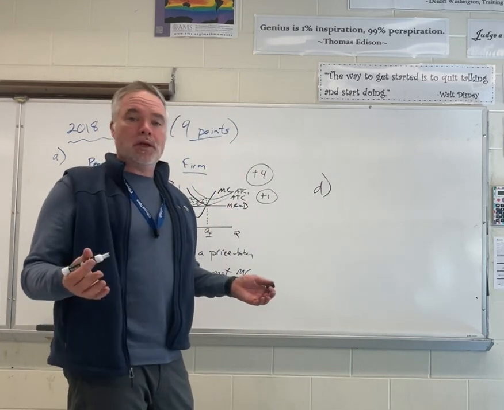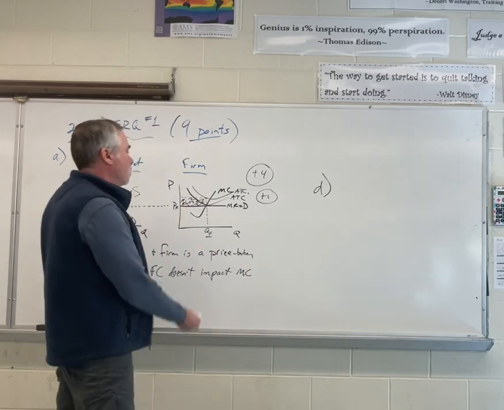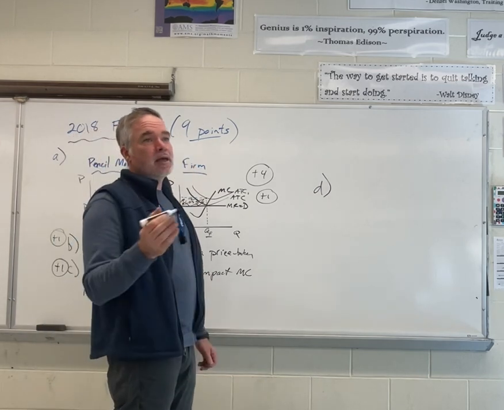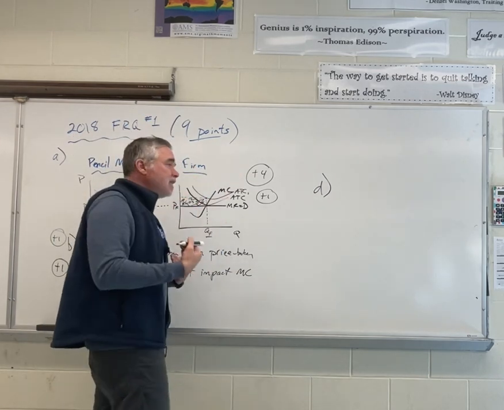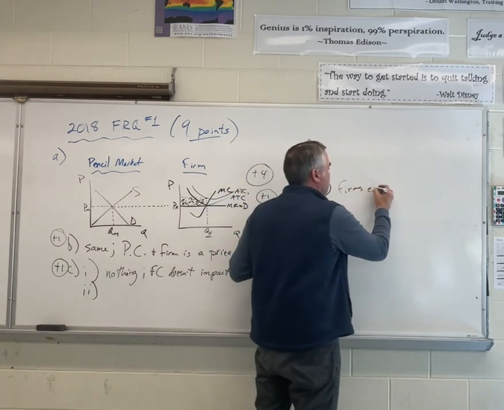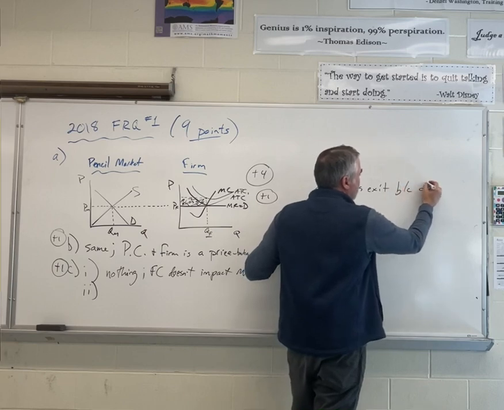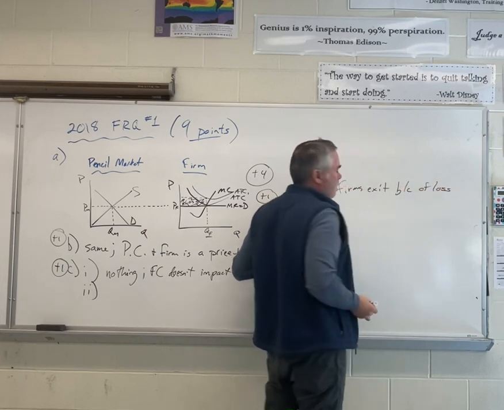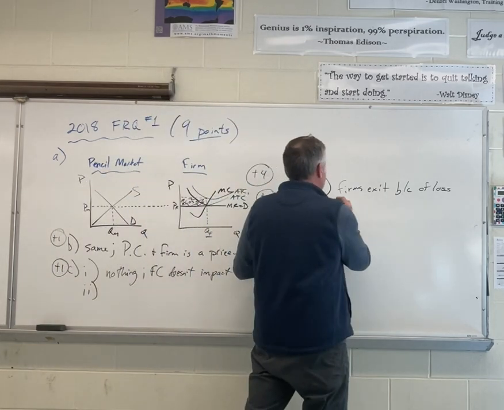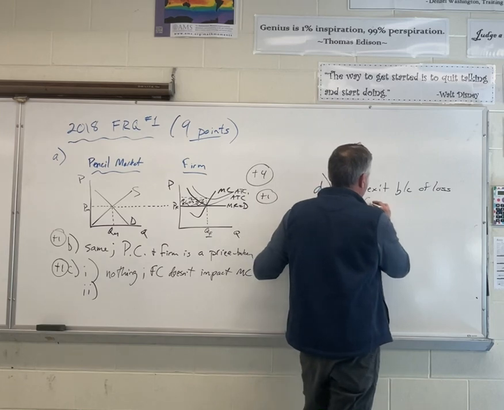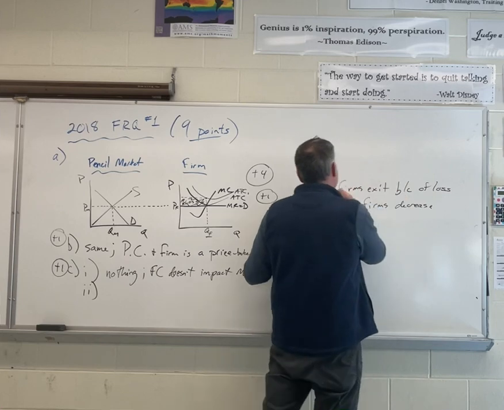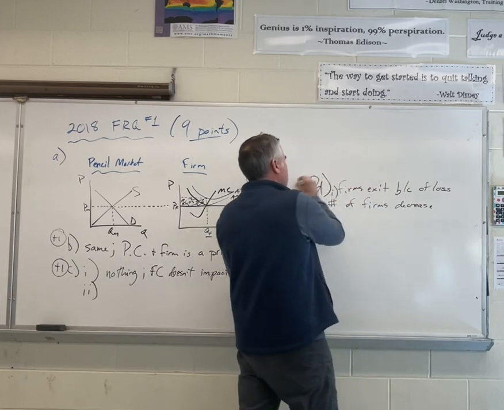The number of firms in the market. What's going to happen to the number of firms in the market? Well, with that rent increase, in the short run, firms are taking a loss. So that means firms are going to leave the market. They're going to exit. So firms exit because of loss, right? And what does that do to the number of firms? So the number of firms decreases, basically. That's what you would need to get that D1 point right there.